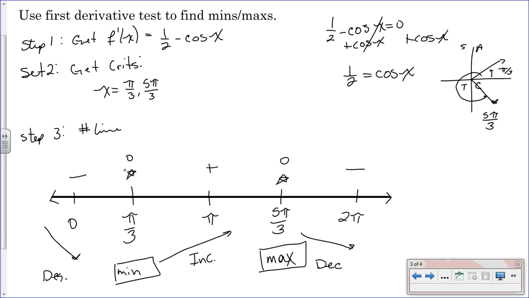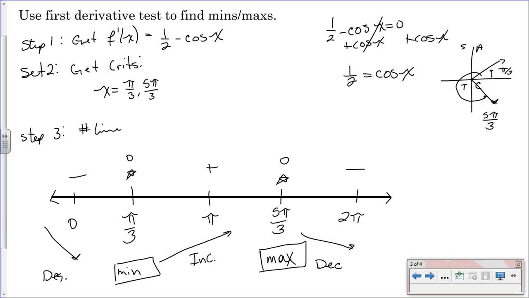Remember, at the critical points, your slope is going to be 0 in this case. So then you plug in 0 into f prime of x, you get a negative number, so it's decreasing. You plug in pi, you get a positive number, it's increasing. Since at the critical point it changes from negative to positive, that means it's a min. We plugged in 2 pi as well, and we got negative. And since it goes from positive to negative at the critical point, 5 pi over 3, we know that is a max.